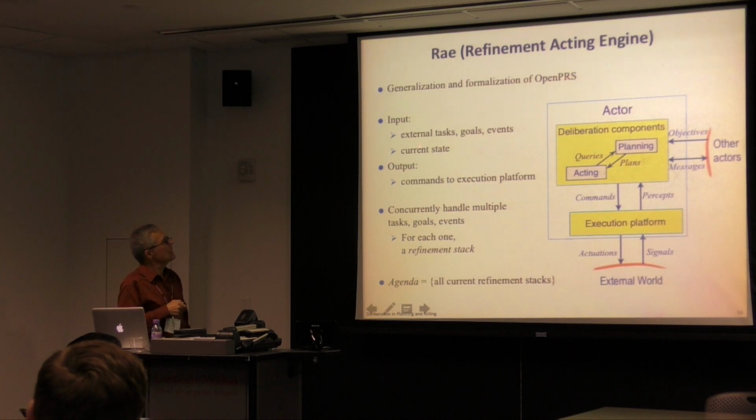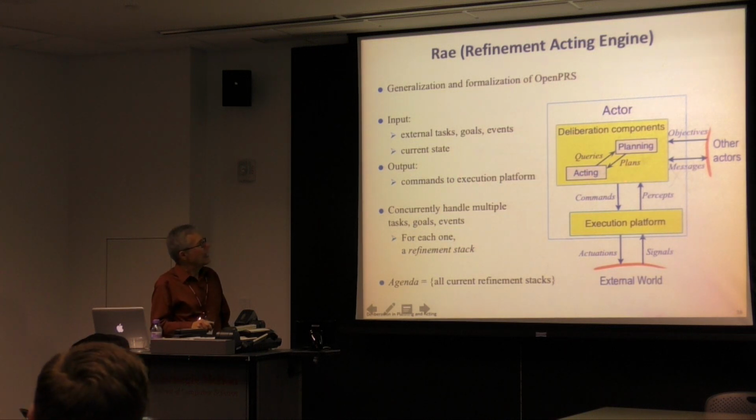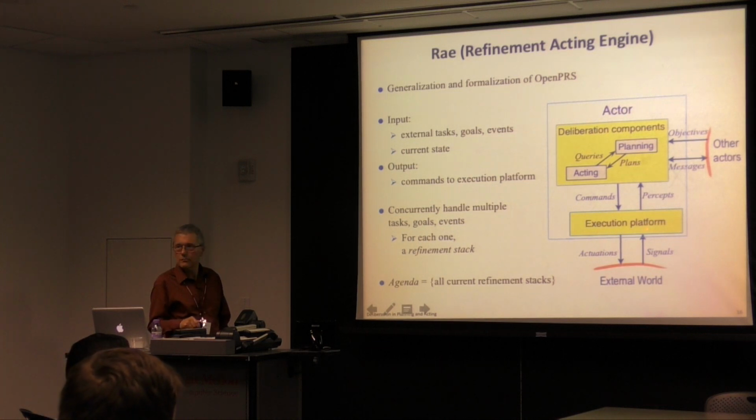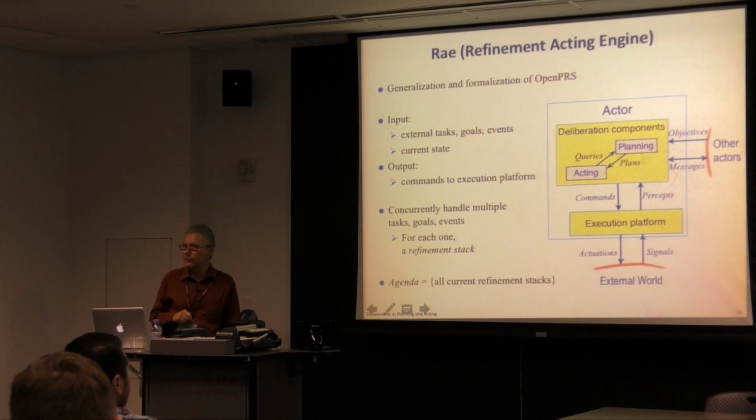The input consists of a collection of external tasks, things that are coming in from users or wherever, goals and events, and the current state. The output is commands to the execution platform. And then the execution platform can send back information about what the current state is.